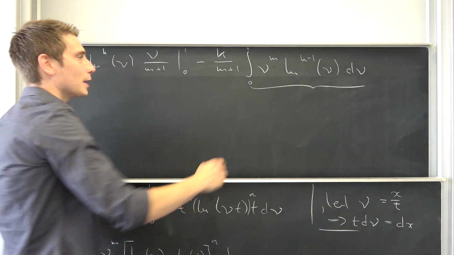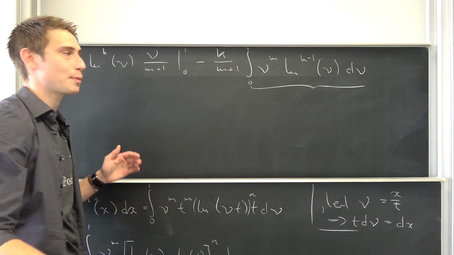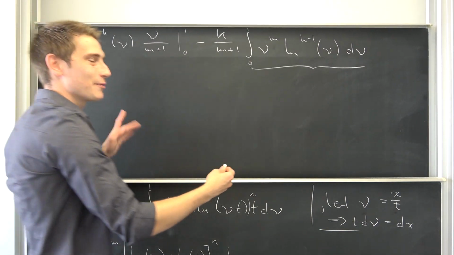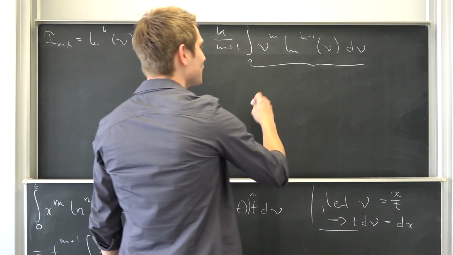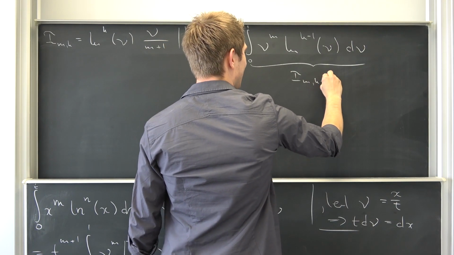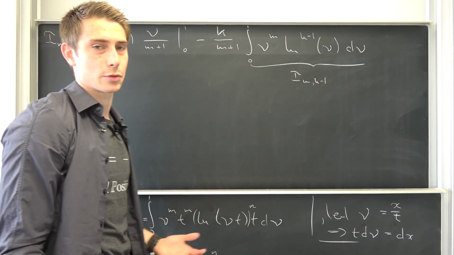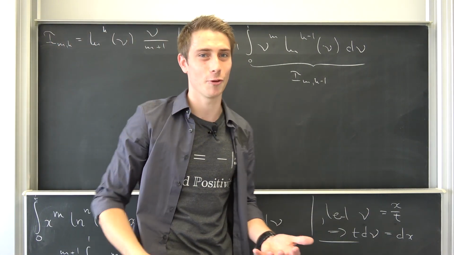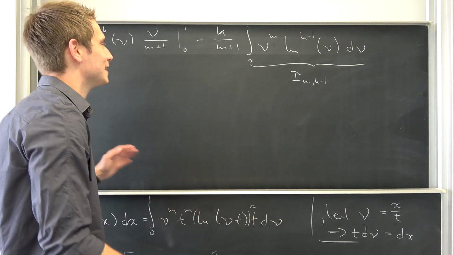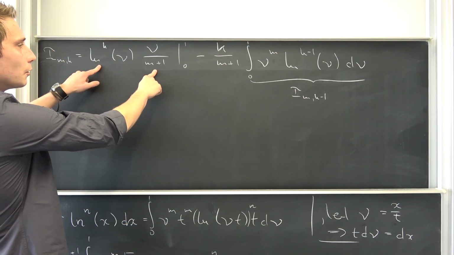Meaning, what we do, we are going to preserve our m right here, and we are going to reduce our k index by 1 each time we do integration by parts, basically. Isn't that really cool? Meaning, this thing right here is I of m comma k minus 1. And thus, we have found a really nice recurrence relation. It's like a reduction formula. It's really cool.